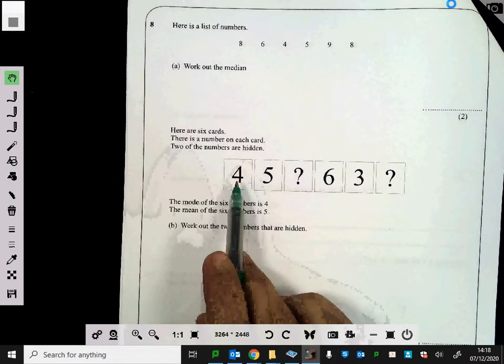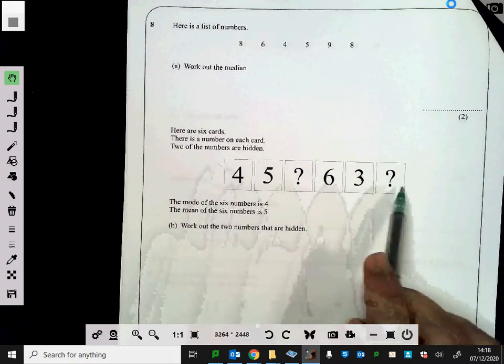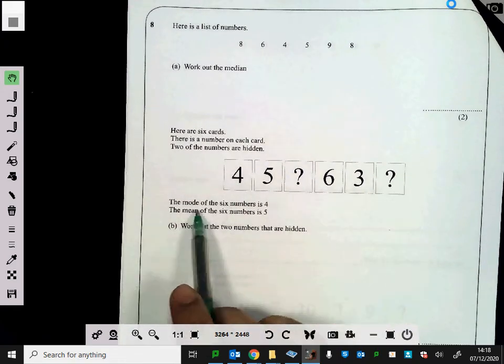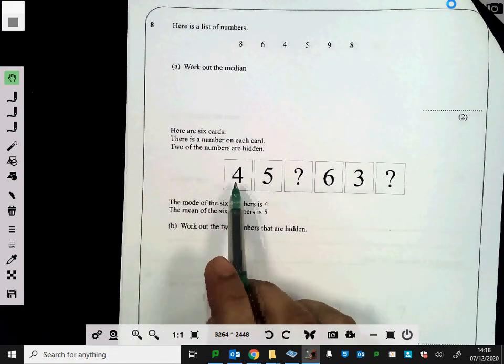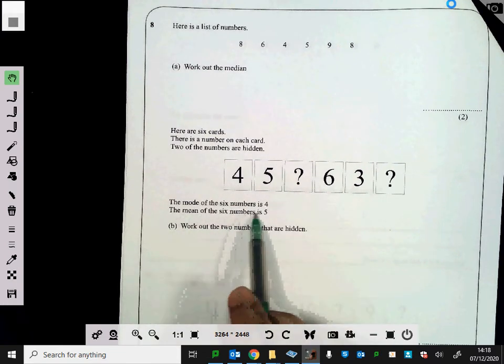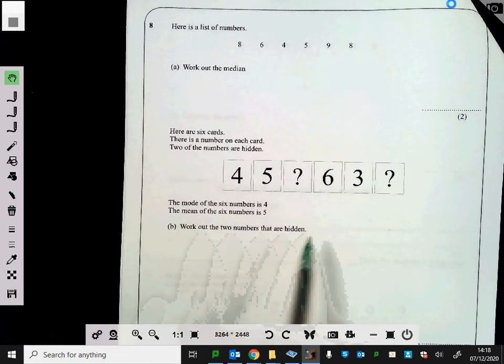So here are 6 cards. There is a number on each card. 2 of the numbers are hidden. The mode of the 6 numbers is 4. The mean of the 6 numbers is 5. Work out the 2 numbers that are hidden.